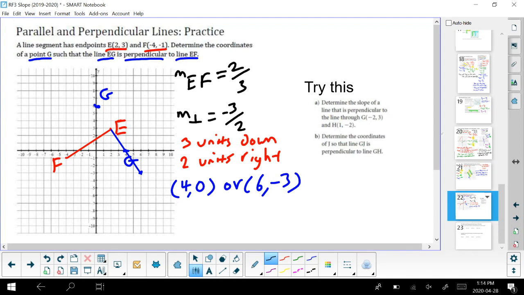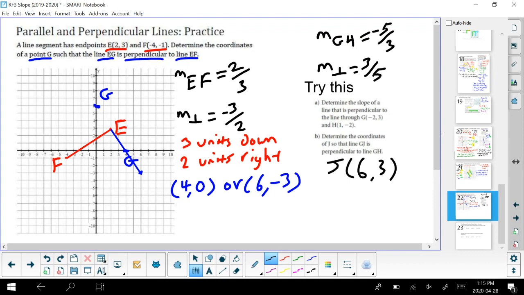And for anyone who's trying out the second problem here, we need to first figure out the slope of GH, and then we need to figure out the perpendicular slope. And then starting from G, we'll count 3 units up and then 5 units to the right. So this coordinate for J is only just one of the possibilities. There are many, many more.